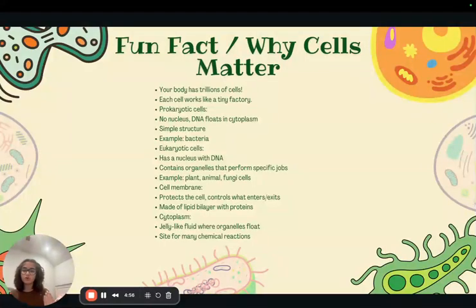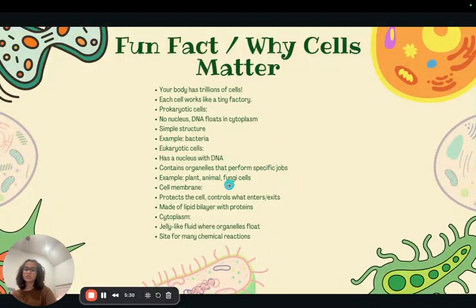So your prokaryotic cells have no nucleus, and the DNA floats in the cytoplasm. For eukaryotic cells, the DNA stays in the nucleus. For prokaryotic, it just free floats. It just goes everywhere. So that's it, and it's very simple. An example of prokaryotic cells are bacteria. They don't have that much structure. Whereas eukaryotic cells have a nucleus. They have specific organelles with specific jobs. Like a lysosome, its only job is to clean the cell. No other jobs. Examples are plant, animal, and fungi cells.